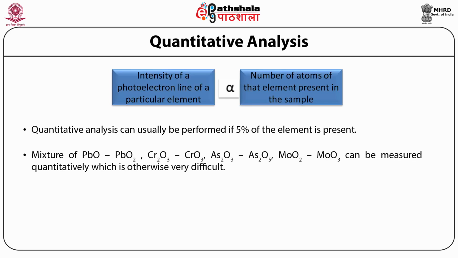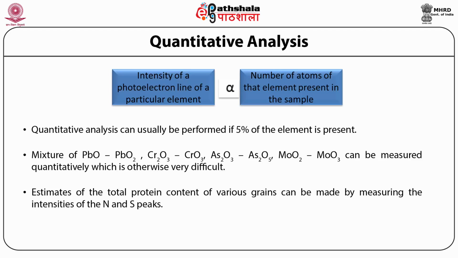A mixture of lead oxide, lead dioxide, chromium oxide, chromium suboxide, arsenic oxide, arsenic superoxide, MO2, MO3 can be measured quantitatively, which is otherwise extremely difficult to do. Estimates of the total protein contents of various grains can be made by measuring the intensities of the nitrogen and sulfur peaks. So, at the surface, with the help of ESCA, we can conveniently do quantitative analysis.